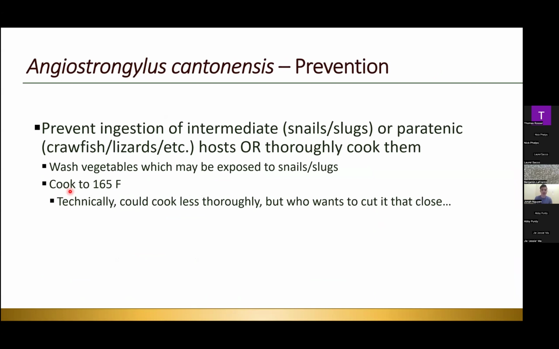Same with paratenic hosts. If you want to eat a lizard or something caught in the wild, of course you could. I'd probably recommend not doing it just in case, but you can cook to 165. It'll kill rat lungworm. In fact, you could technically cook less than that based on research. The L3s die at a lower temperature, but who wants to cut it that close? Just cook your food. In fact, just don't eat it at all. Probably what you should do.